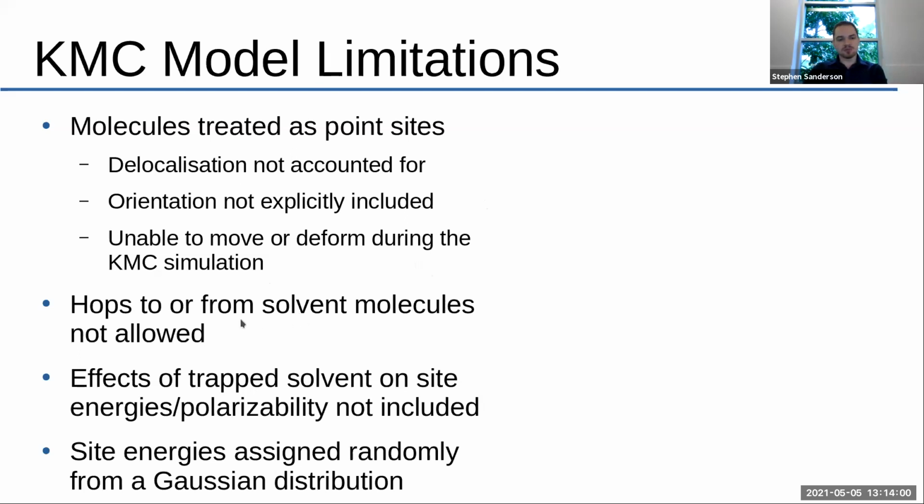Then there are some other approximations we need to make. We've said that hops to or from solvent molecules are not allowed, just because they're very unlikely in the first place. And we're ignoring the effect of trapped solvent on the site energies and polarizability, since including that is also quite complicated to do. And we've assumed that the site energies are sampled from a Gaussian distribution.